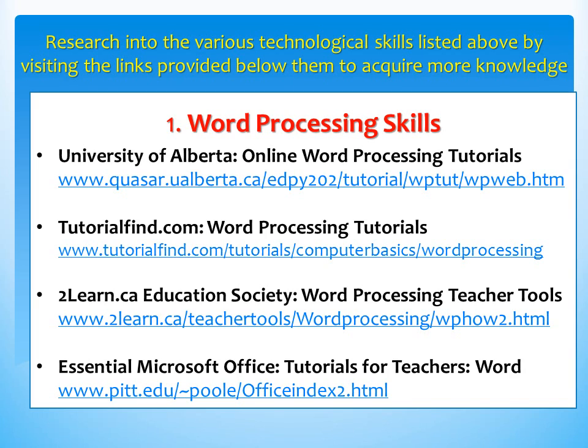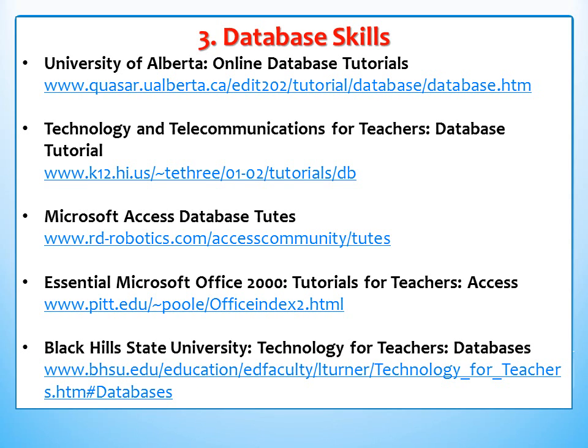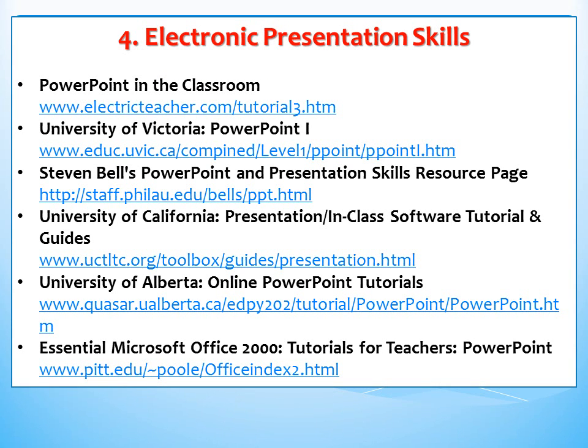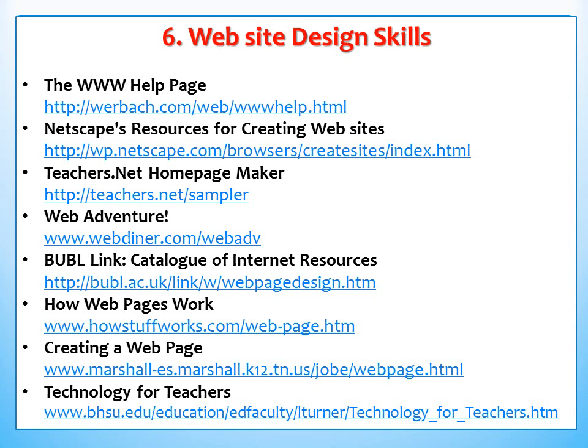So this is number 1, word processing skill, sites you can visit to get more information. This is spreadsheet skill, sites you can visit to get more information. Database skill, sites you can visit to get more information. Electronic presentation skill, several sites you can visit to get more information. World Wide Web, that's www navigation skill, where you can get more information. Website design skill, sites you can visit to get more information.